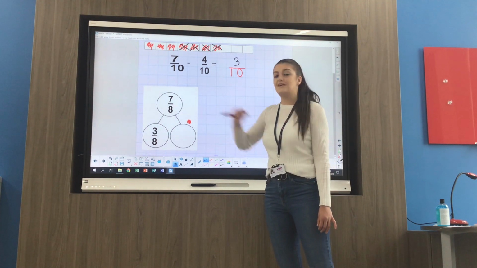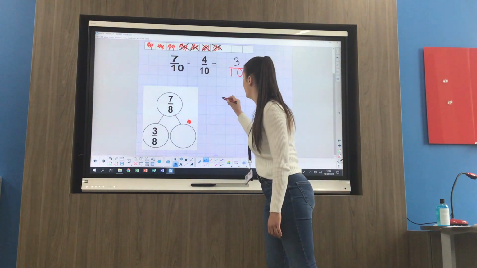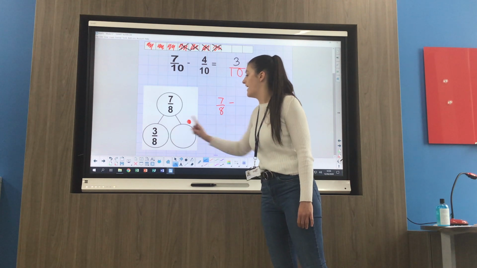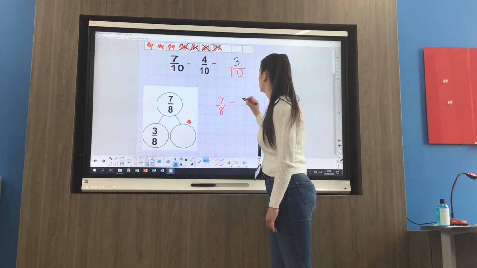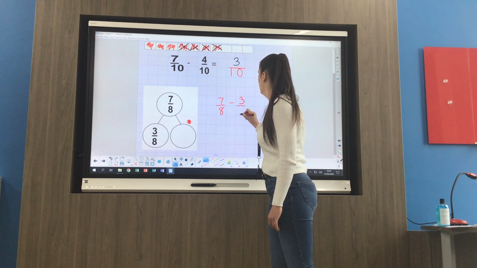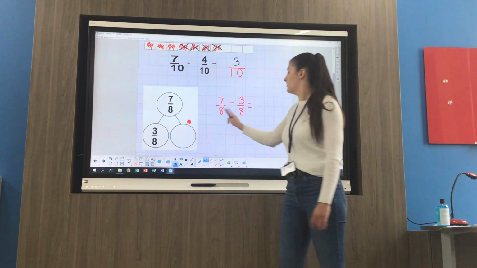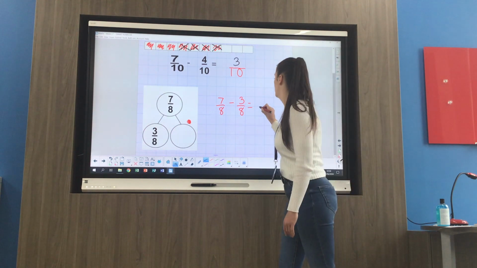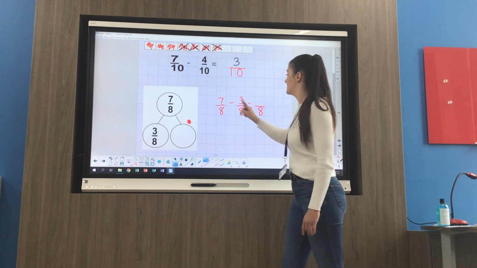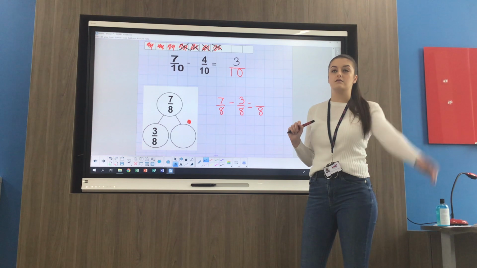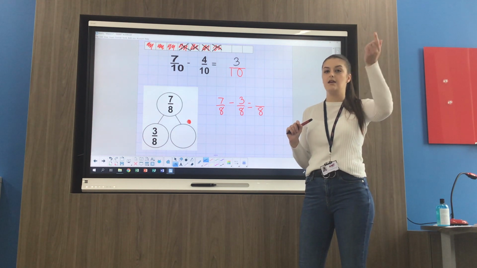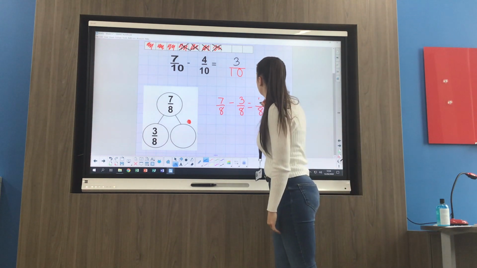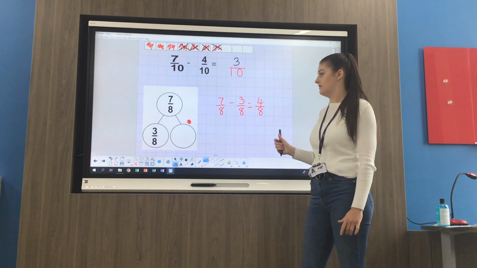So I put my biggest fraction first. So I've got 7/8, subtract 3/8, and that should give me the answer to this bubble here. Now remember, we've got the same denominator, so it stays the same. And we are subtracting our numerators. So 7 in your head, count back 3, 7, 6, 5, 4. So my answer must be 4/8, okay?